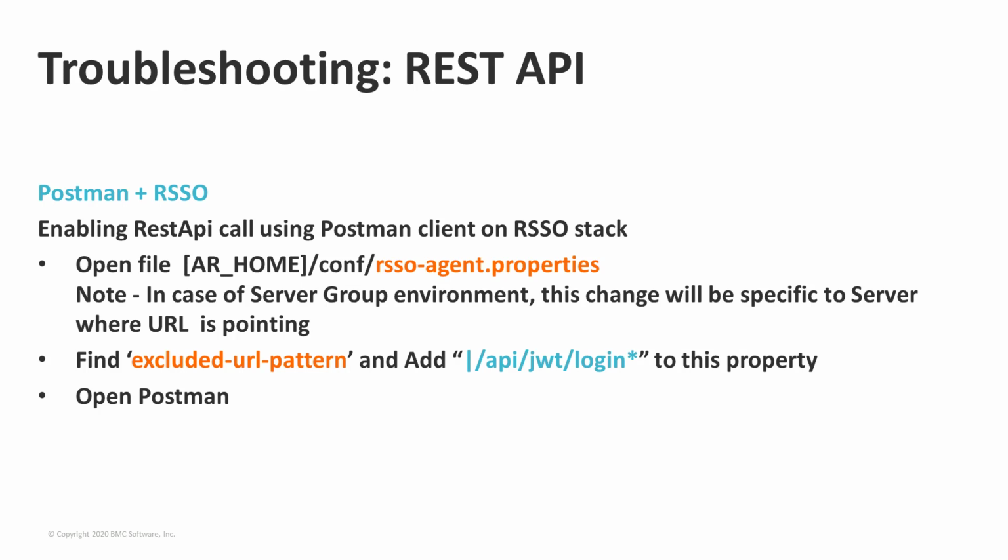your Postman calls. And once you open this file, you'll find this excluded URL pattern, and you can add this little property at the end of the string. After that, you'll be able to use Postman without RSSO.